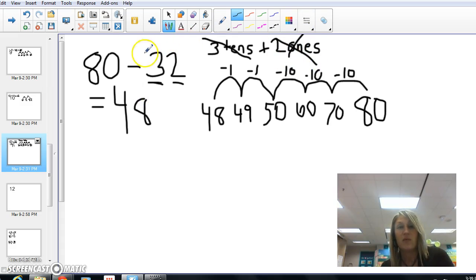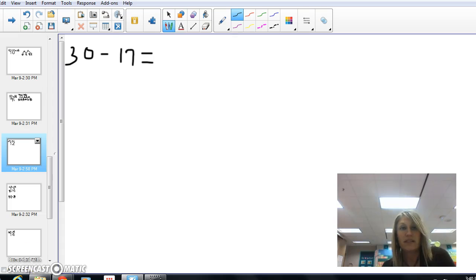So when we have to take away a number that does not have just 1 digit and that does not end in 0, we will have to use both methods, the tens and the ones method. And it's easier to start by subtracting with the tens first. Let's try one more of these together.